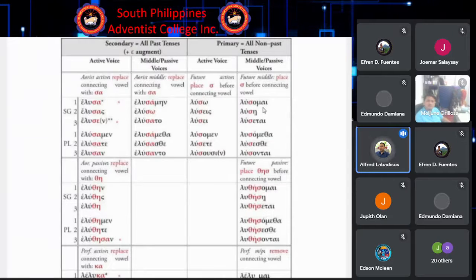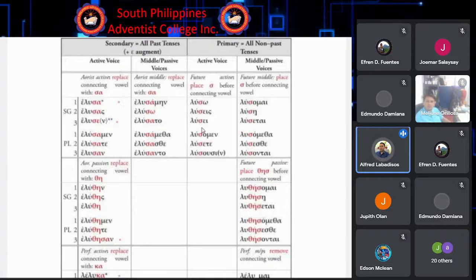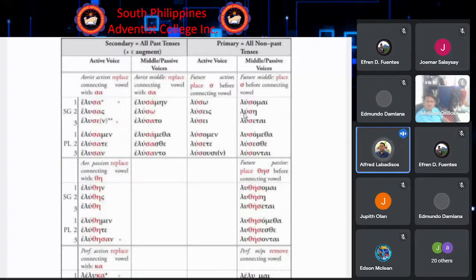Okay, so the same endings we have omai, ei, etai, ometha, esthe, ontai. Then you have the sigma. Then you have the future middle. Again, we have luso, luseis, lusei, lusomen, lusete, lusousi. For the middle, we have lusomai, lusei, lusetai, lusometha, lusesthe, lusontai.